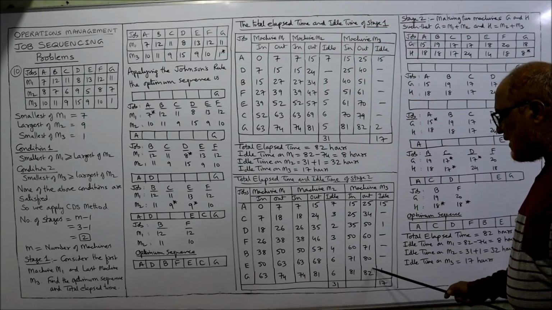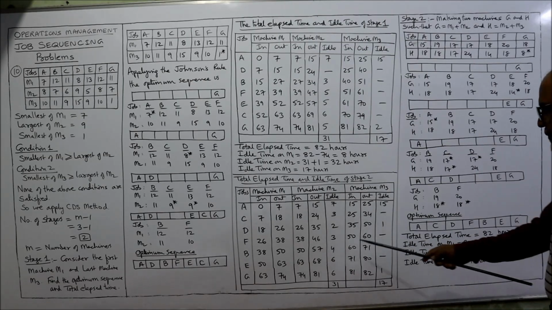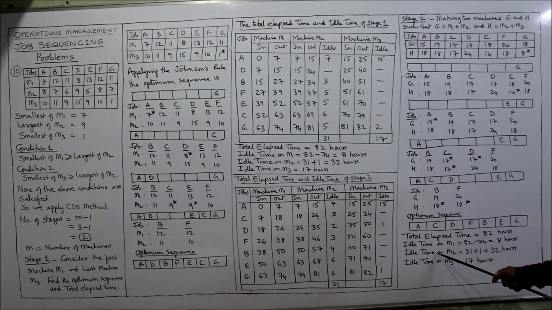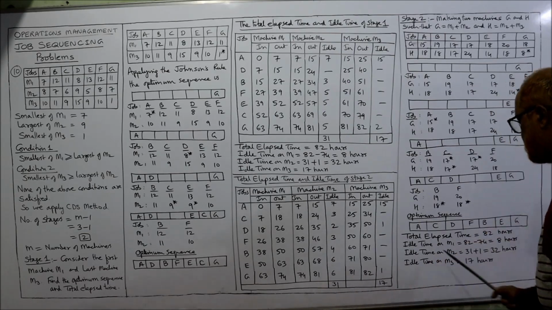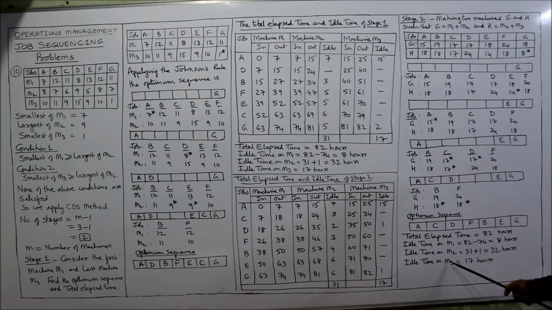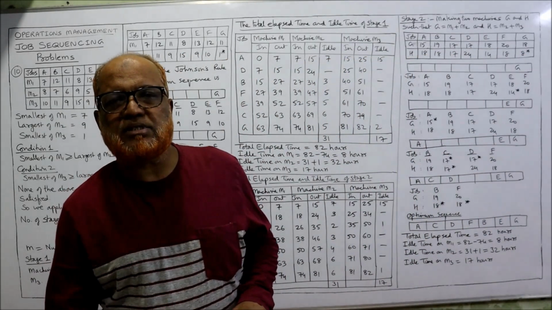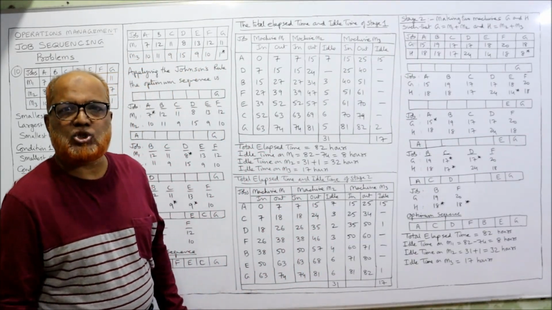So finally total elapsed time is 82 for the second one. Total elapsed time 82 hours, right? Total idle time on M1: 82 minus 74, 8 hours. Idle time on M2, 31 plus 1, 82 minus 81 is 1, 32 hours. Idle time on M3, 17 hours. So we have completed the total elapsed time and idle time for stage 1 as well as stage 2.